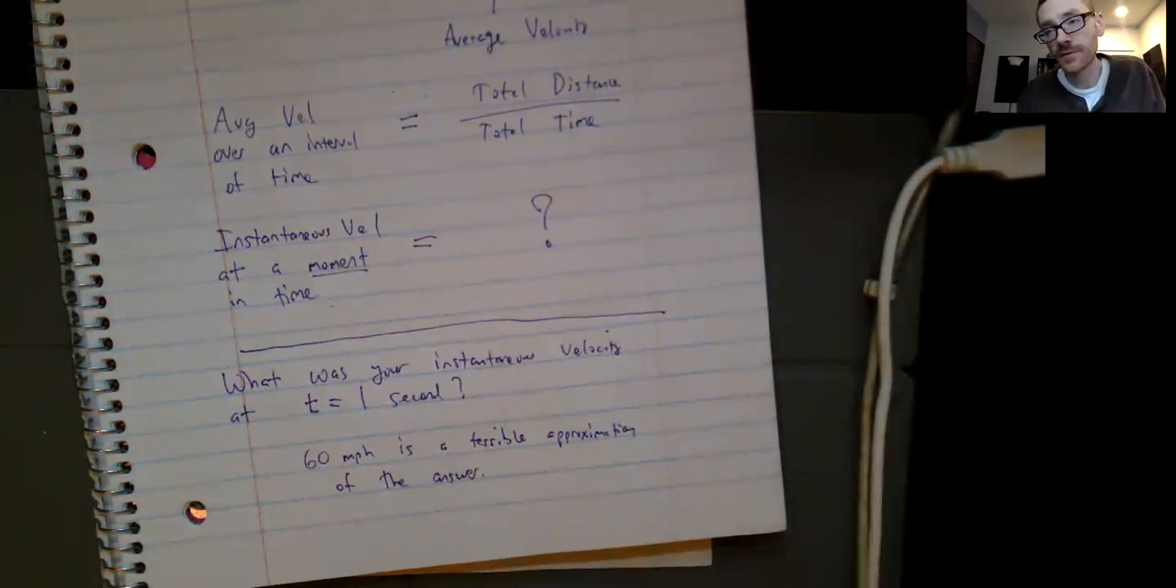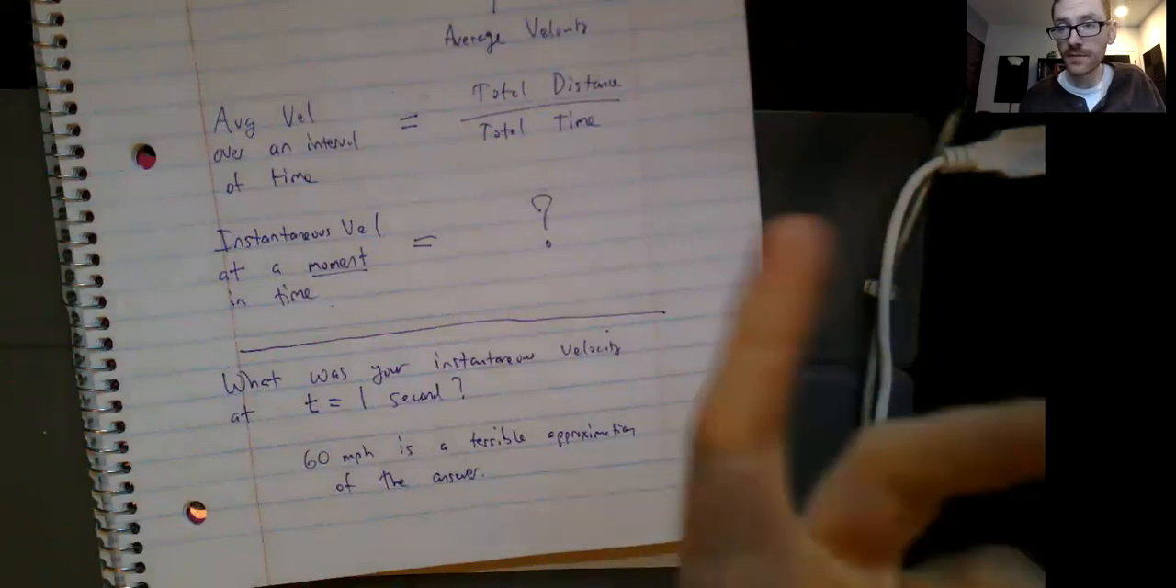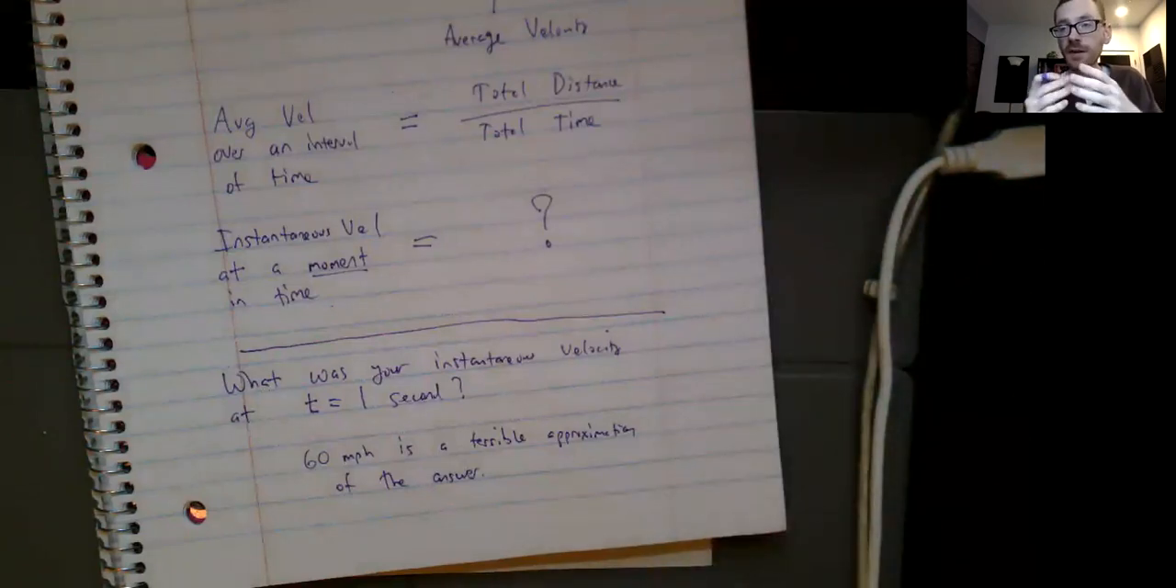I mean, I don't know what the right answer is. Maybe it's 3 miles an hour, or maybe it's 2 miles an hour. But why is 60 the wrong answer? Why is 60 such a bad approximation of the right number? The reason is, if you remember, 60 miles per hour is an average, right? It's an average that is computed based upon your entire trip.